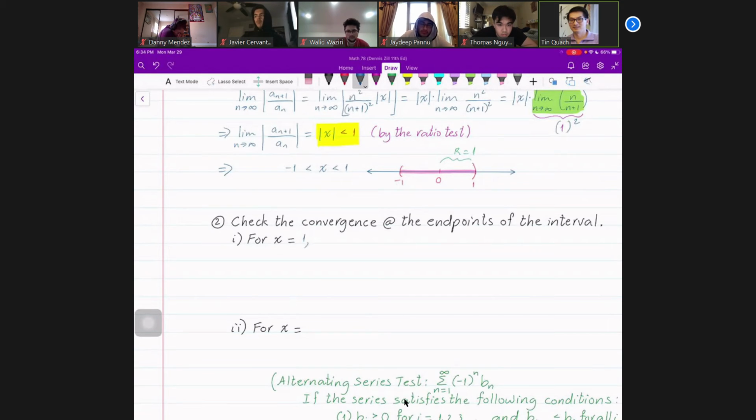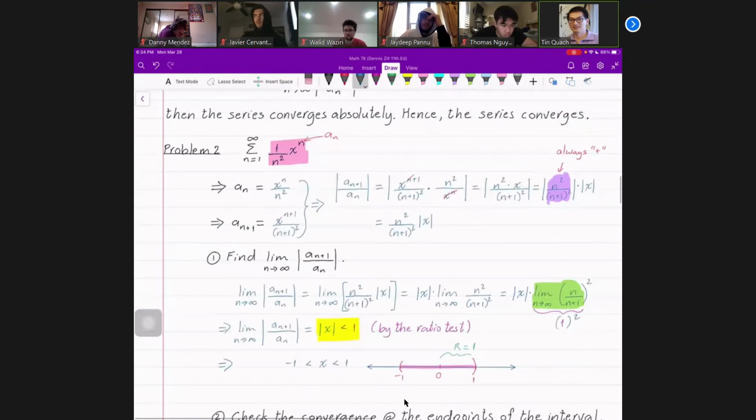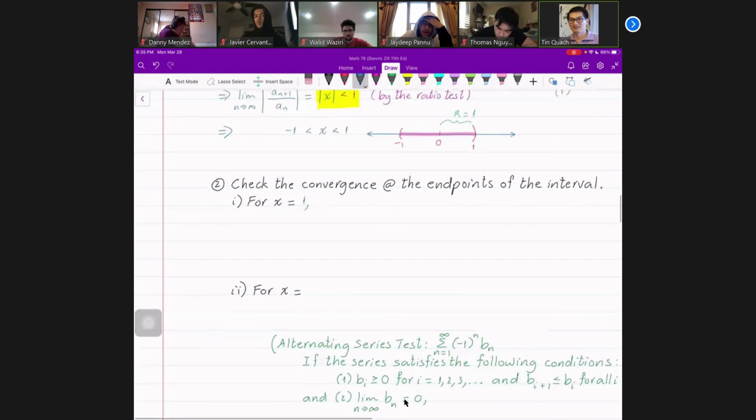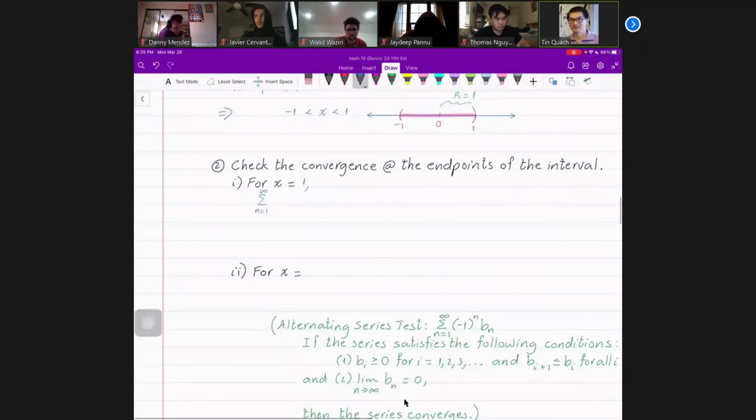So let's find out. So your series is 1 over n squared x to the n. Is it from 1 or from 0? From 1. So 1 over n squared x to the nth. But when x is equal to 1, you just plug 1 in.